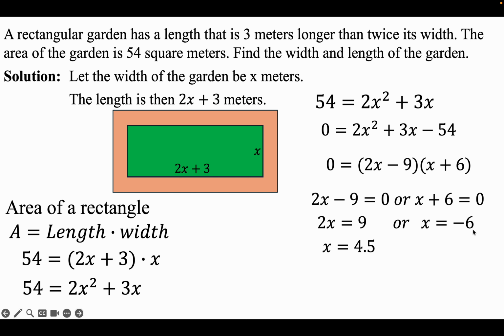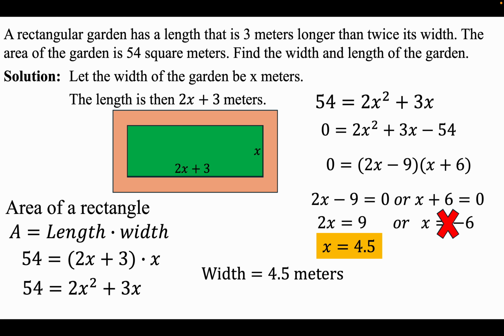Now, this right here does not make sense since the length or the width cannot have a negative measure. So the solution in this case would be x equals 4.5. So x represents the width of the garden. That would be the width is 4.5 meters, and the length, remember, the length is 2x plus 3. So substitute 4.5 for x to get 12 meters. So that means the garden has a length of 12 meters and a width of 4.5 meters in this case.